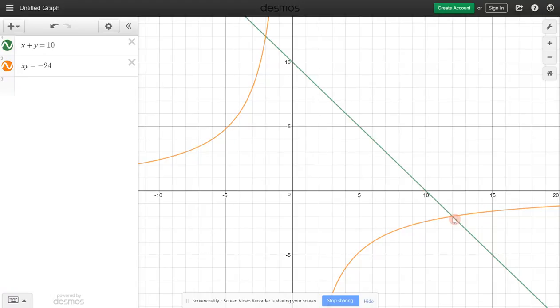So this graph right here crosses at 12 and negative 2. And this graph right here crosses also at negative 2 and 12. So these are the two solutions. Now you can have more than one solution. That's possible too.